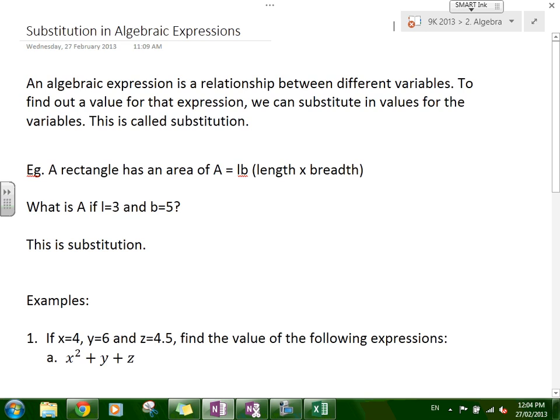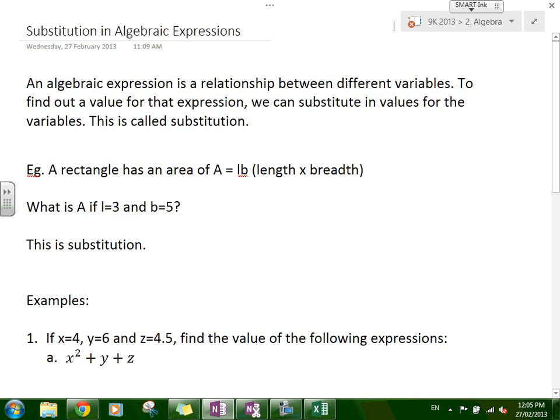But the thing about substitution is, instead of just leaving it as a relationship between variables, we say, well, let's find out what the value of this expression is if we substitute in values for those variables. So basically, instead of writing letters or using those symbols, we substitute in numbers. In the case of a triangle, I want to find out the area of the triangle that has base 4 and height 2.